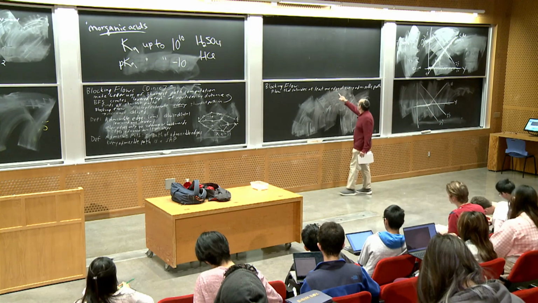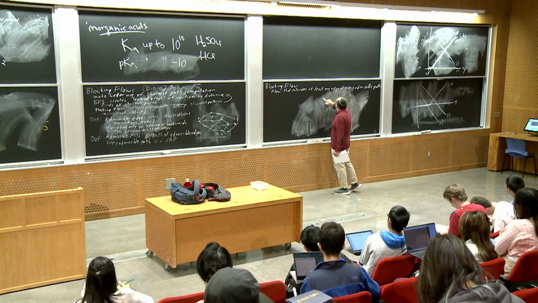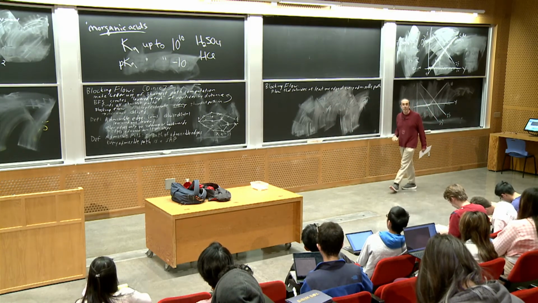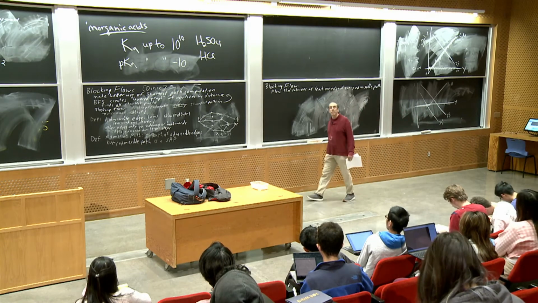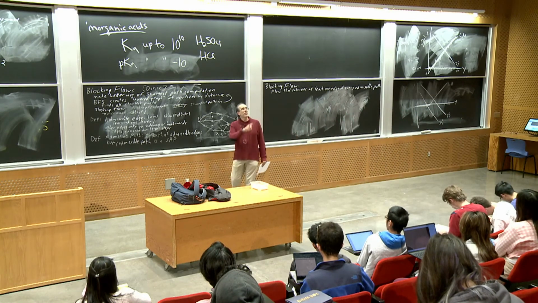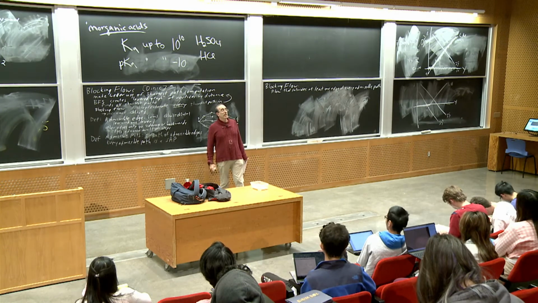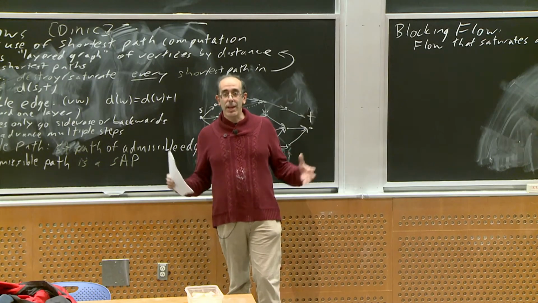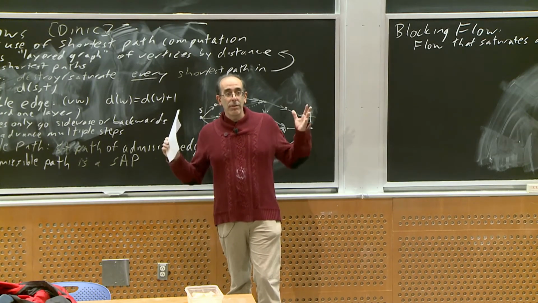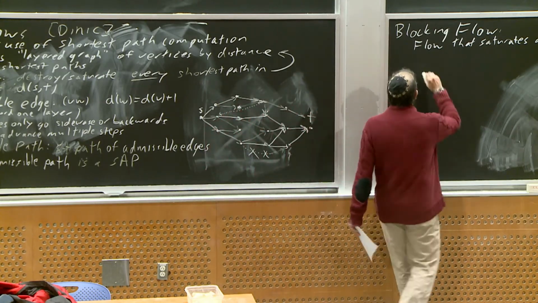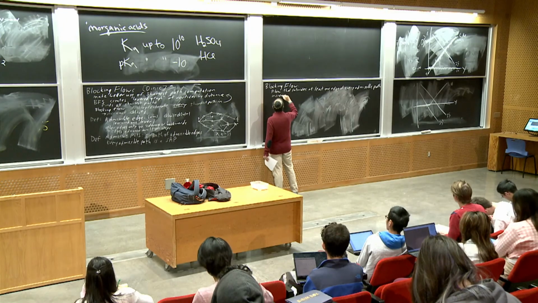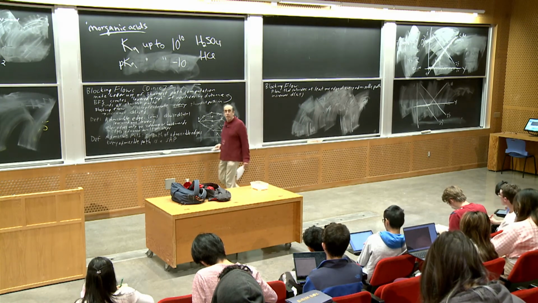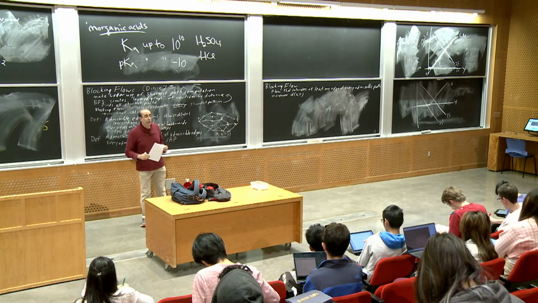And intuitively, we're going to have to prove this, but intuitively, what do you think happens if I add flow that saturates at least one edge of every admissible path? Yes? It becomes longer. Exactly. Saturating destroys edges, right? So if I destroy an edge on every admissible path, intuitively at least, this is going to increase the distance from S to T. And that's what we want to do in order to ultimately end up with a max flow. Okay.